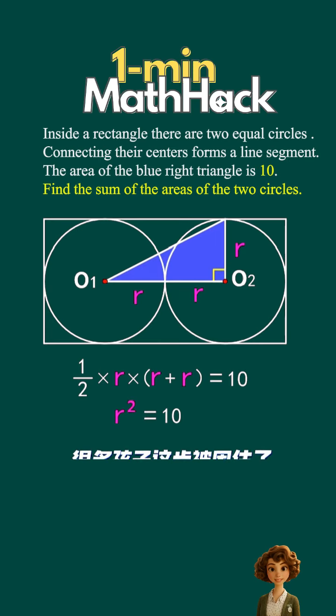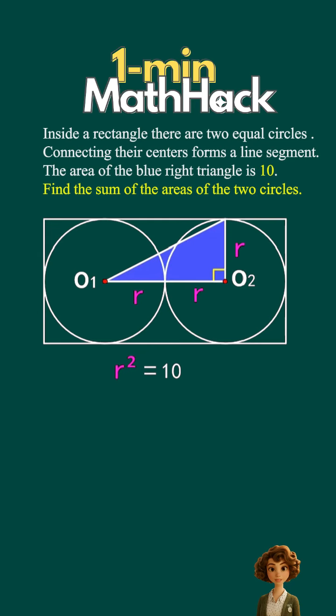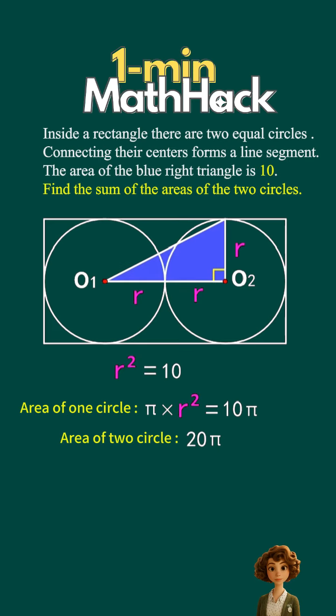Do we need to find the exact value of r? Not at all. Because the area of one circle is pi times r squared, simply substitute r squared equals 10. One circle is 10 pi. Two circles are 20 pi.